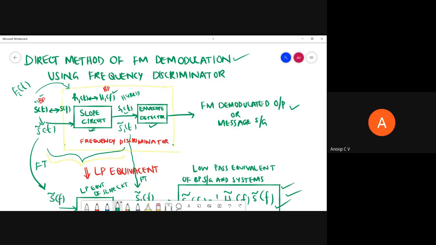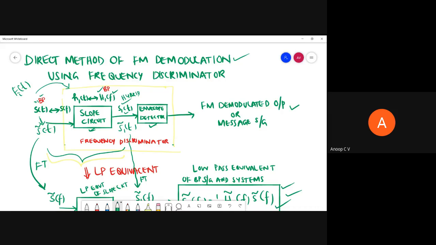And we have seen what the transfer function of an ideal slope circuit should be. We considered the transfer function of the ideal slope circuit as h1 of f. If we give s of t, which is our FM signal, as input to this ideal slope circuit, then the output is s1 of t. We want to find s1 of t. If we know s1 of t, and can identify its envelope, then we can easily conclude how a frequency discriminator works.